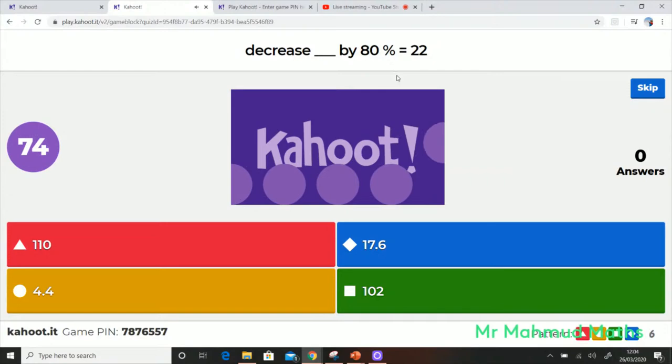Decrease an amount by 80% and the answer is 22. So, Rabia, you think it's 102. Actor, 110. Not straightforward, is it? Actor, 110. Pinto, 102. Nico, Unwin, 110. Silence of Plays, 110. Okay.